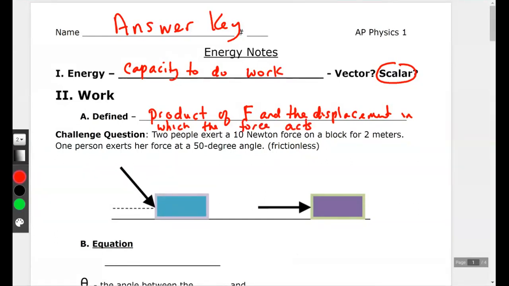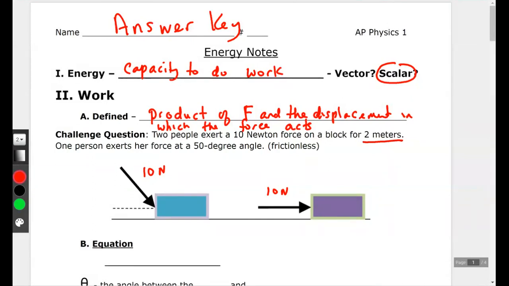So you have two boxes. They're both applying a force. In this example, we're told that both forces make the box move 2 meters. They're both 10 newtons, and they both cause the box to move 2 meters. So they're both doing work. And you find the work because it's the product, the multiplication, of the force that's applied and the displacement at which the force acts.